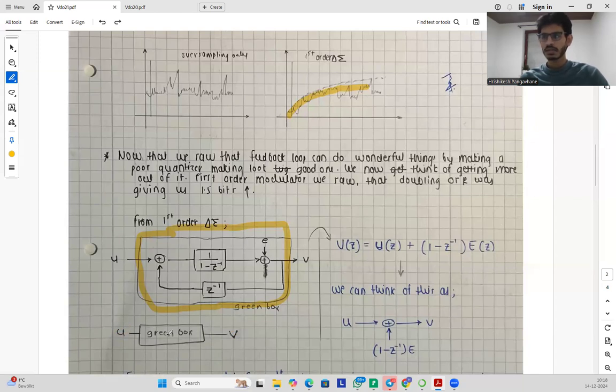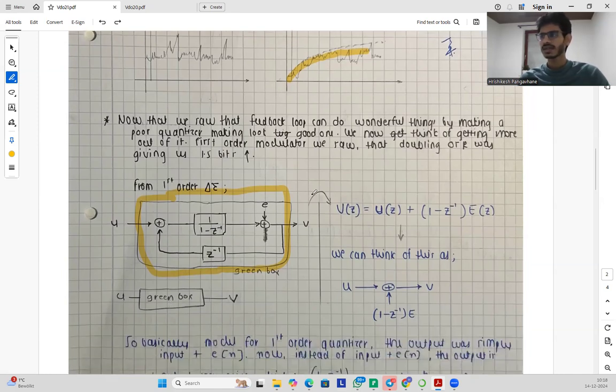And what is this green box doing? Basically, it's just saying that we have an additive noise source along with the input signal. So this is how we mathematically represent the green box. We have U of Z, we have E of Z, but now the noise is 1 minus Z inverse times E of Z. So this is derived from this delta sigma modulator, and this equation can be realized in this way.